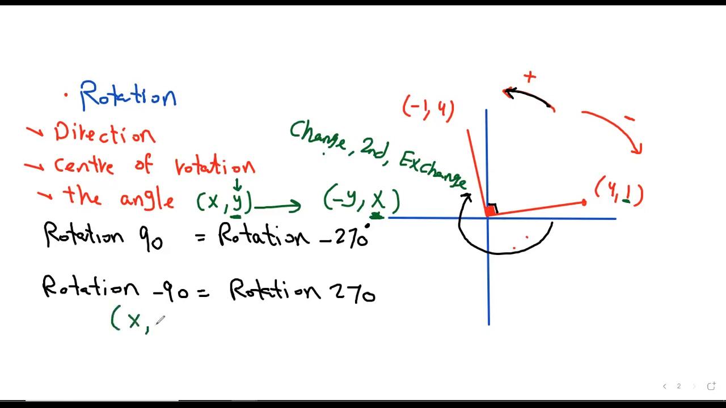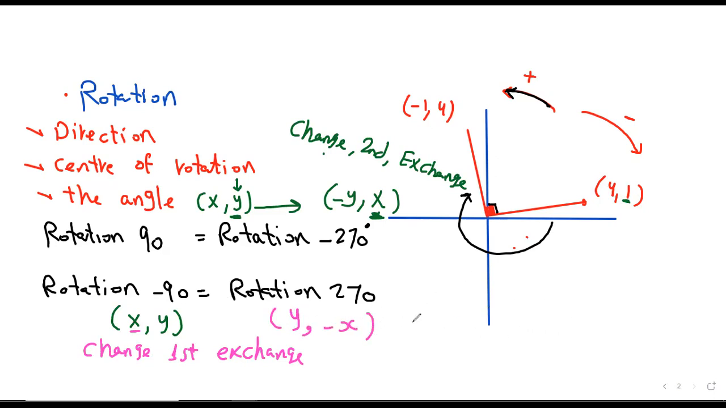When it comes to rotation negative 90, it's the same as 270. If the point is x and y, change the sign of the first and exchange. Try to remember it: change first, exchange. Change x, it will be negative x, and exchange. So it's y and negative x.